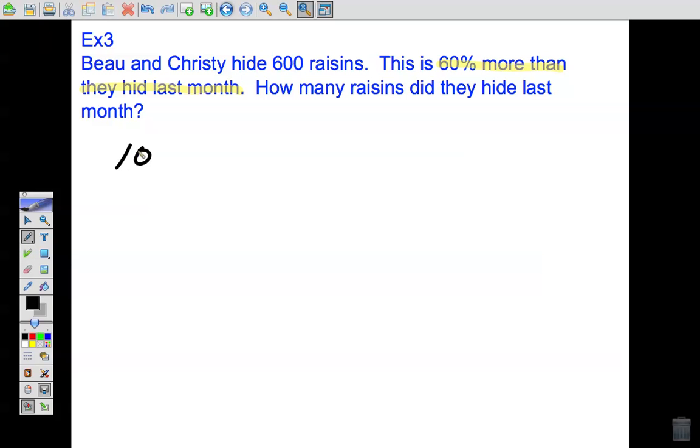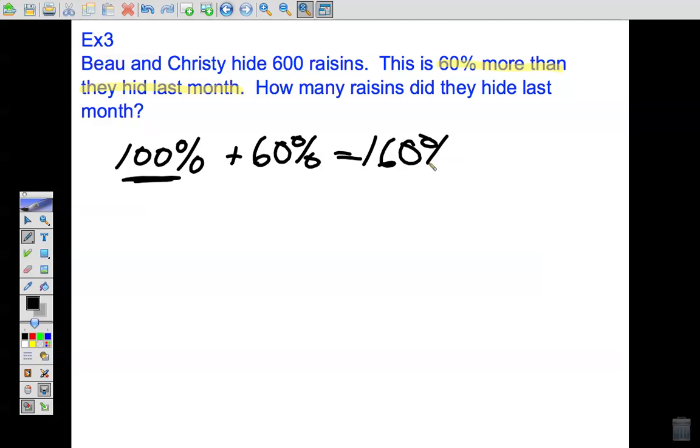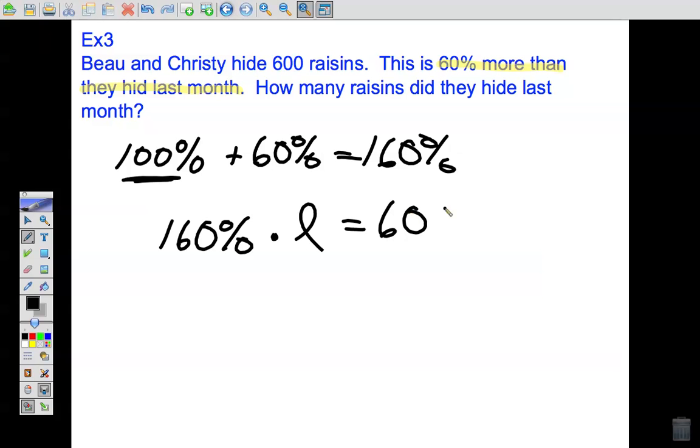Let's see. Last month they had a certain amount of raisins, or they had 100%. Now 60% more than that gives us the percent of 160% then. So 160% of what total that they had last month, I'll use L, gives us the 600 they have now. The key part of this is knowing how you got the 160%, all right? So let's change the percent to a decimal. 2 places left.